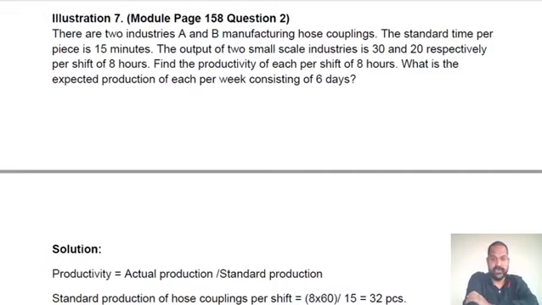What does question number 7 say? There are two industries, A and B, manufacturing hose couplings. What are hose couplings? So a hose is a pipe basically. Whenever you are joining two pipes together, the central connector is a coupling. Because you are joining two pipes, it becomes a hose coupling. Now you must have seen this in different places. You just don't know that that is it.